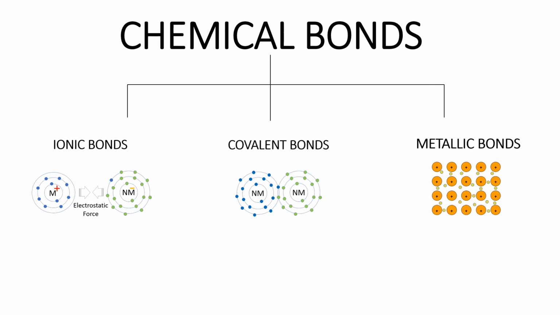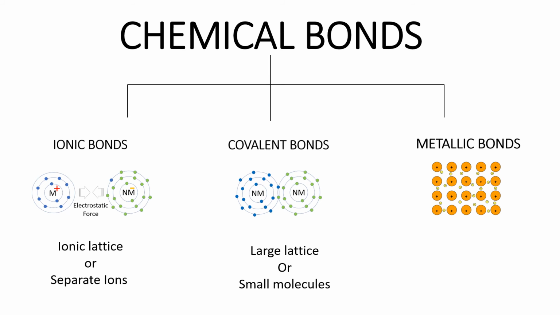Next, I focused on some special features of these three types of bonds that can form in the macro scale world. Ionic bonds normally form an ionic lattice, which means huge particles, or they can exist as separate ions, individually, which means very tiny particles. Covalent bonds also have large lattices, for example diamond, graphite or silica. They have covalent bonds and form a large lattice.